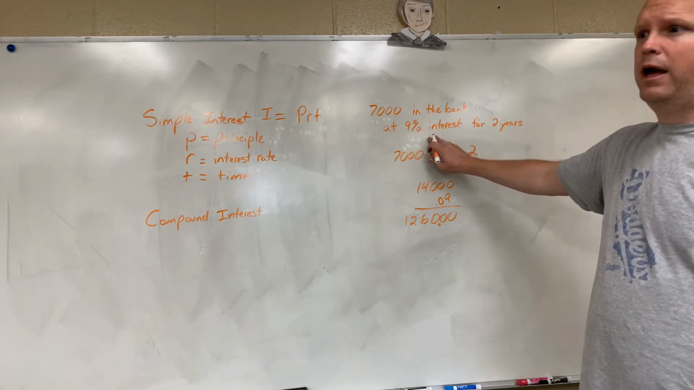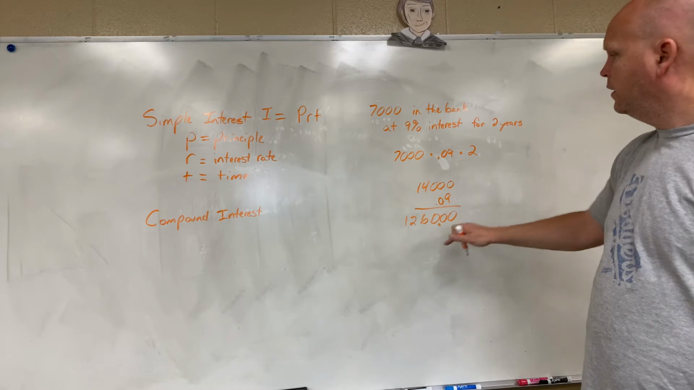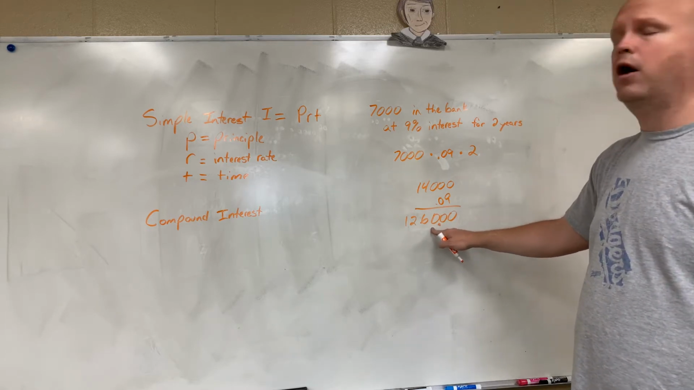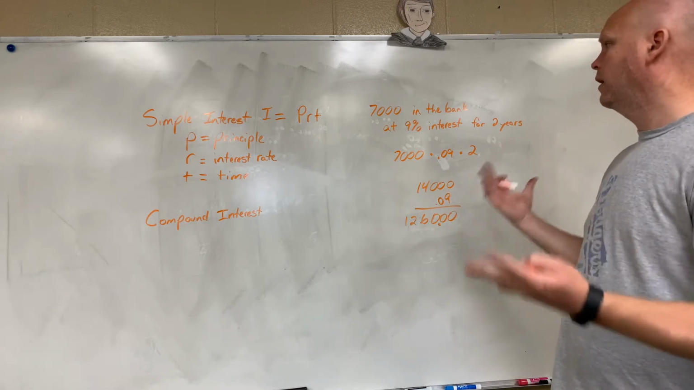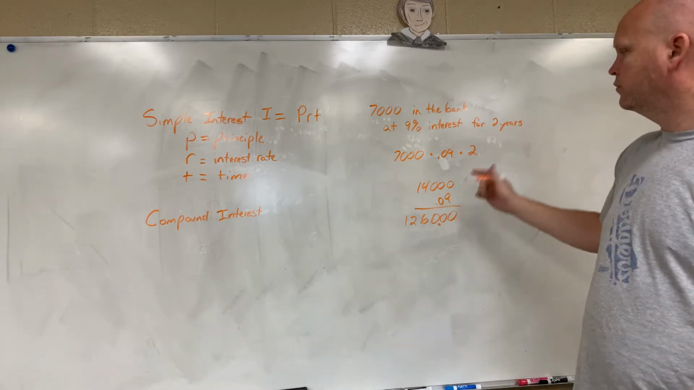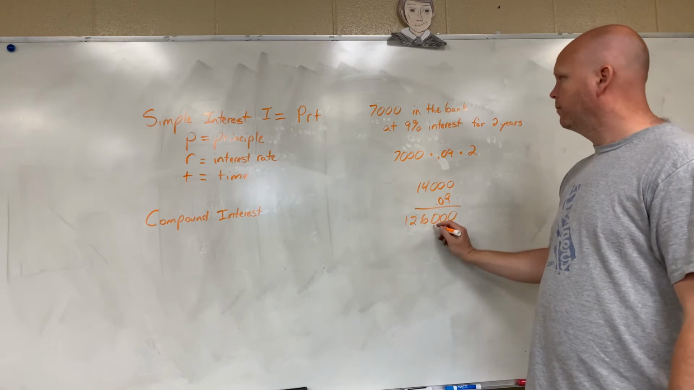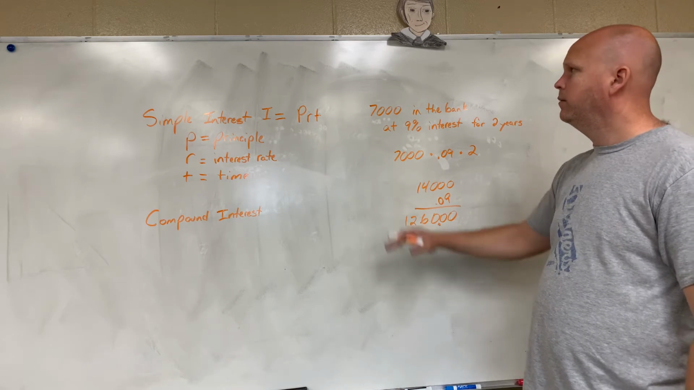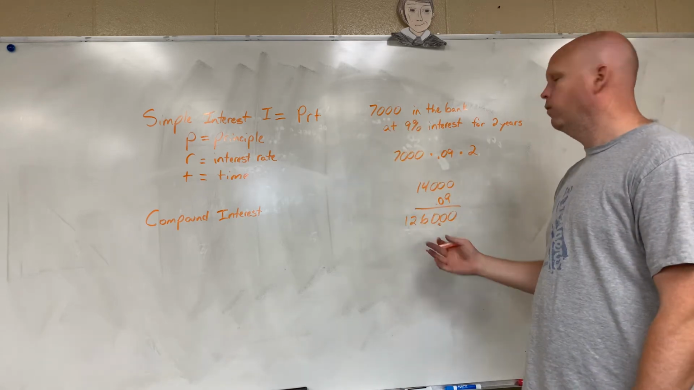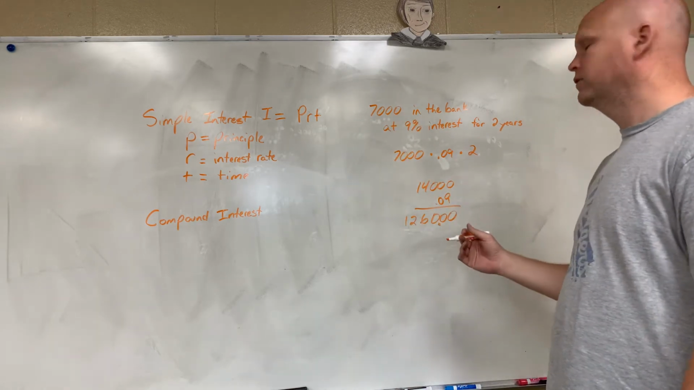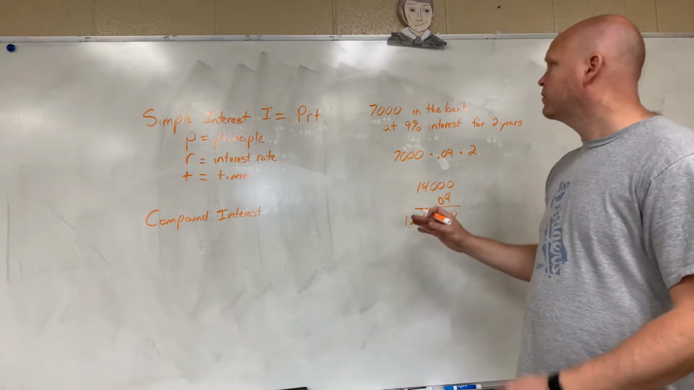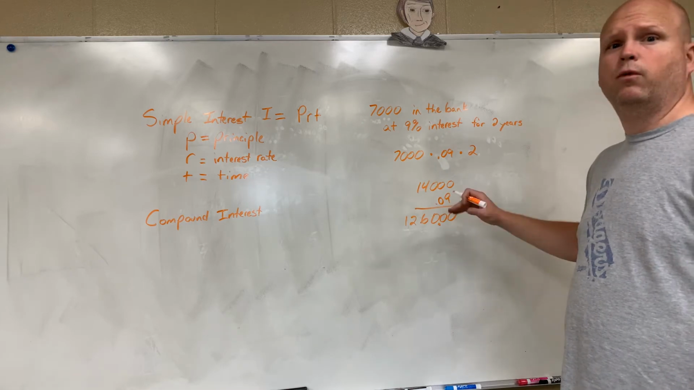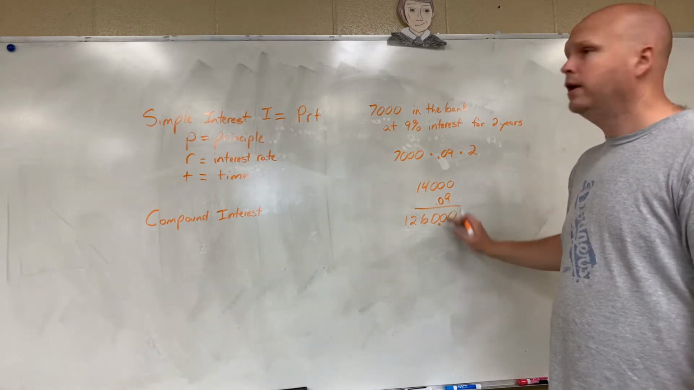Now, sometimes they will ask you how much interest you earned. That would be this right here. You earned $1,260. Sometimes they will ask what is the total amount you have after 2 years. If that's the case, you take this number and you add it back to the principal. Because you earned this much money, but now you have $8,260 in your account. So simple interest, if it just asks for the interest, you multiply it and that's your answer. If they want the total amount, you take that answer and add it back to it.